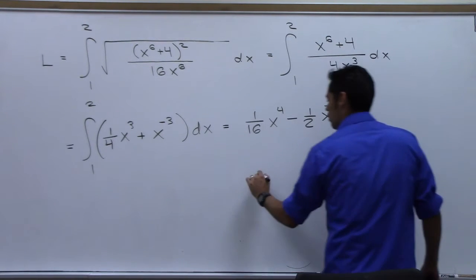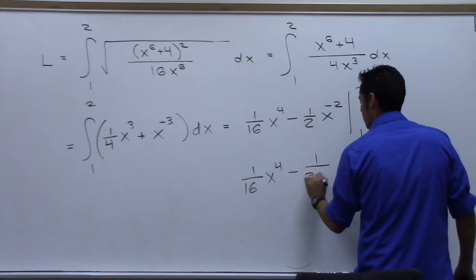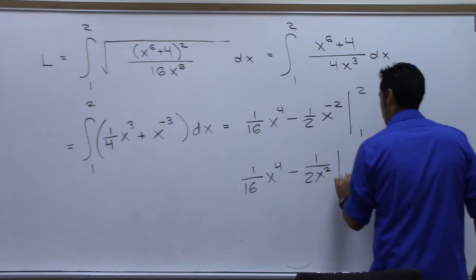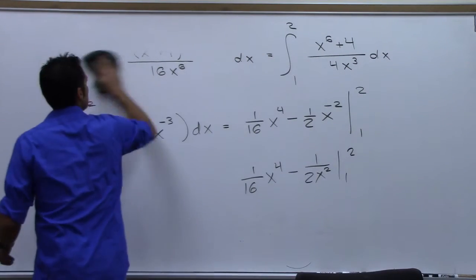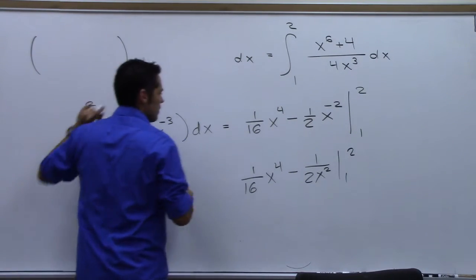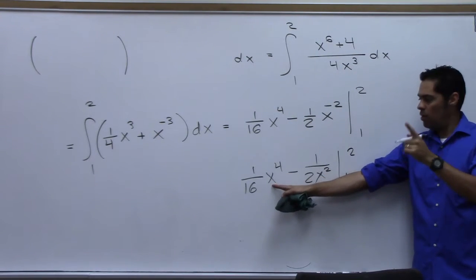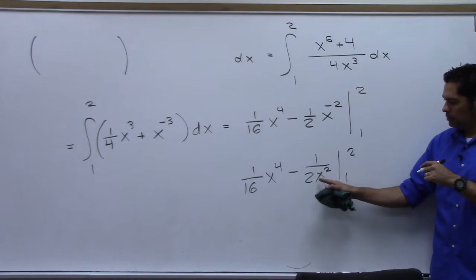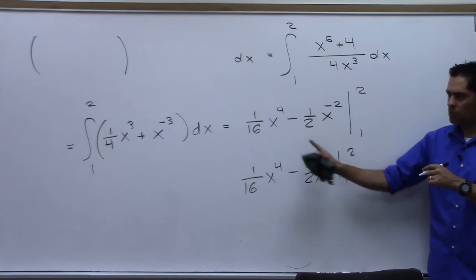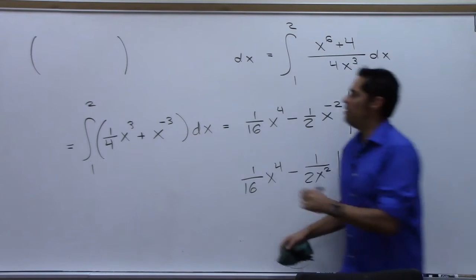All right, I'll write one more line. 1/16 x to the 4th minus 1 over 2x squared. Evaluate 1 and 2. Now plug in. So let's plug in 2. When we plug in 2, we get 16 over 16, so 1. 2 here, 4 times 2 is 8, so 1/8. So is 1 minus an eighth 7/8? Yes. 7/8.